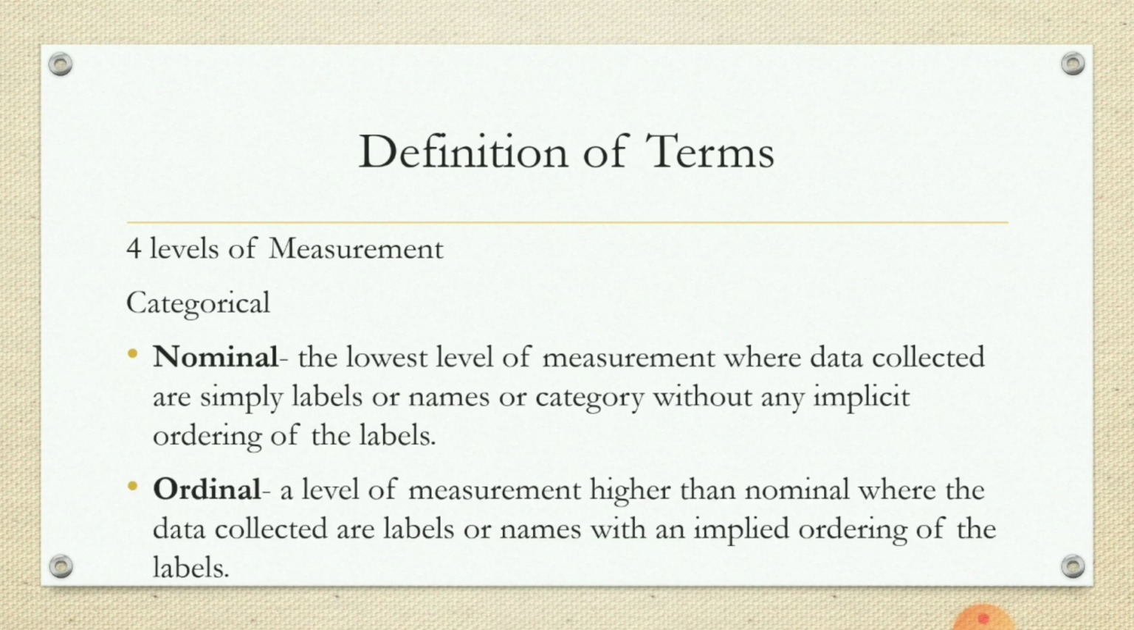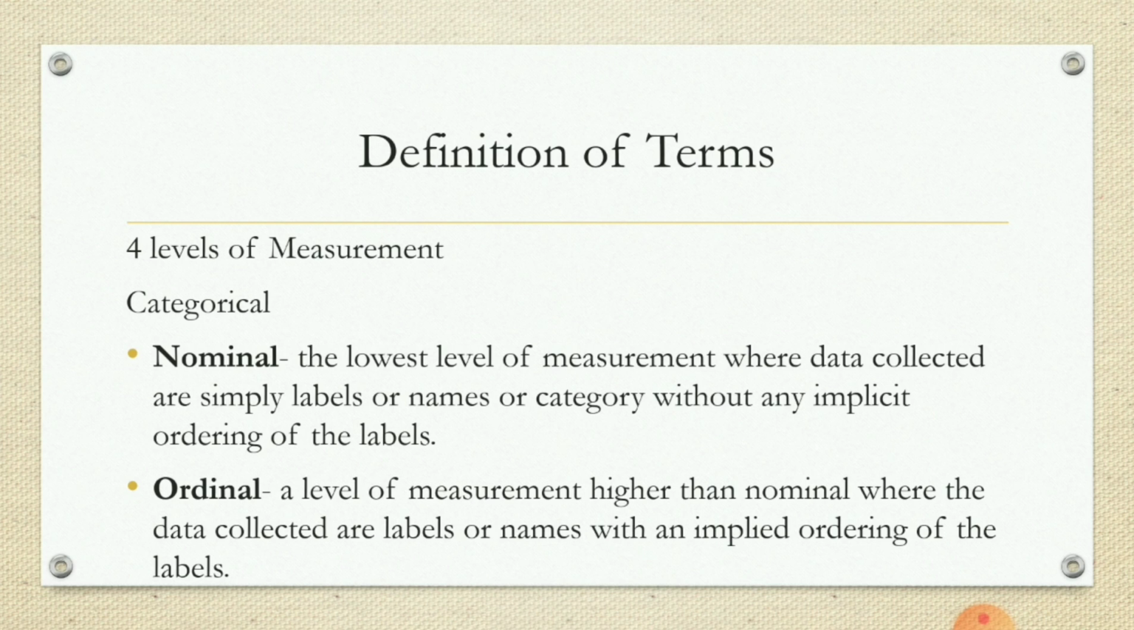Next, we have the ordinal. It is a level of measurement higher than nominal where data collected are labels or names with an implied ordering of the labels. For example, the winners of the Quiz Bee competition. So we have the champion, first runner-up, second runner-up, and third runner-up. So these labels or categories have an implied ordering.